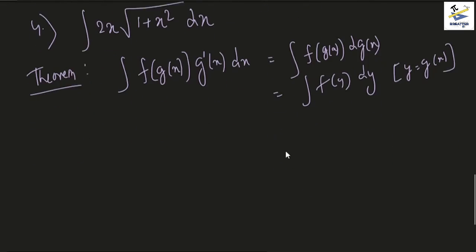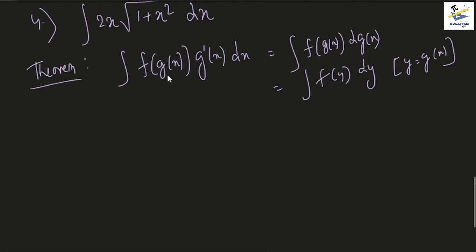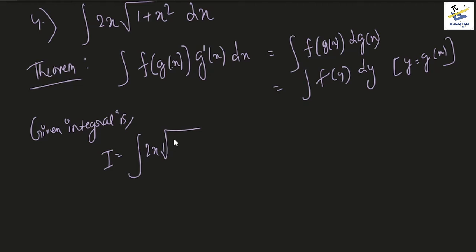Okay. So what we are trying to find is some function of something, where the derivative of that something is already given along with dx, so we can directly substitute it. Why? We can see why. So the given integral is I equals the integral of 2x into root over 1 plus x square dx, and we can substitute y equals 1 plus x square. Why are we doing that?